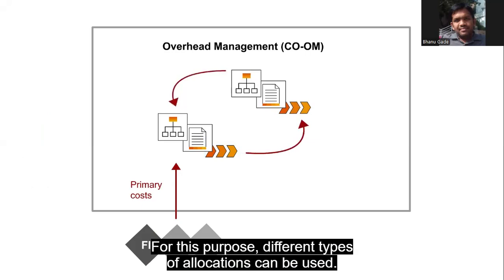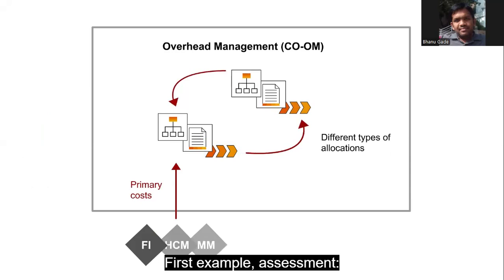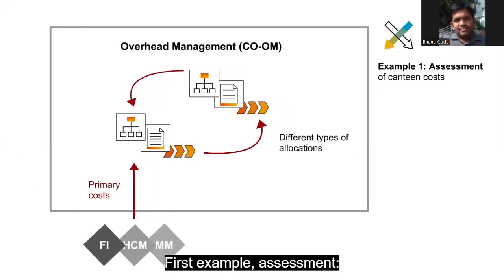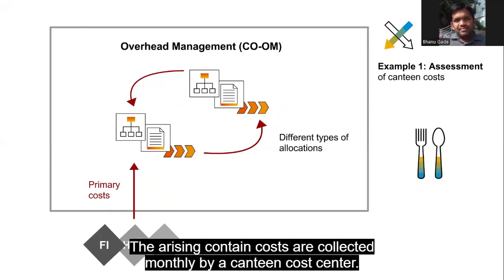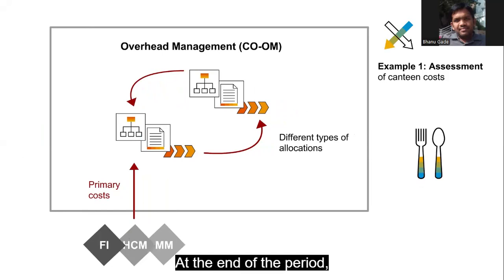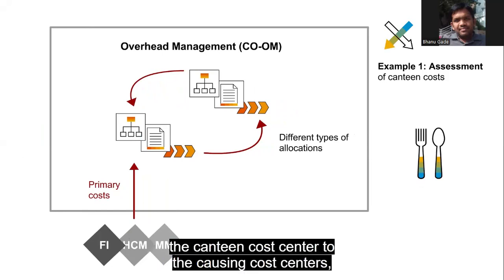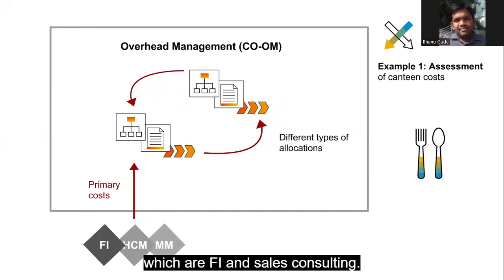For this purpose, different types of allocations can be used. First example: assessment. Employees from FI and sales consulting use the canteen regularly. The arising canteen costs are collected monthly by a canteen cost center. At the end of the period, the costs are assessed from the canteen cost center to the causing cost centers, which are FI and sales consulting.